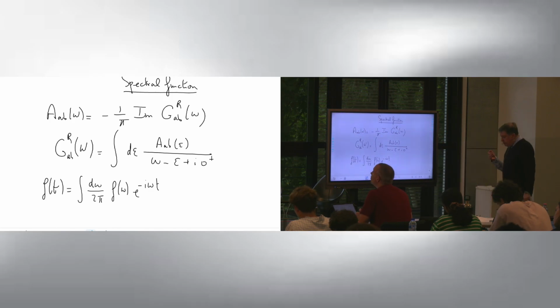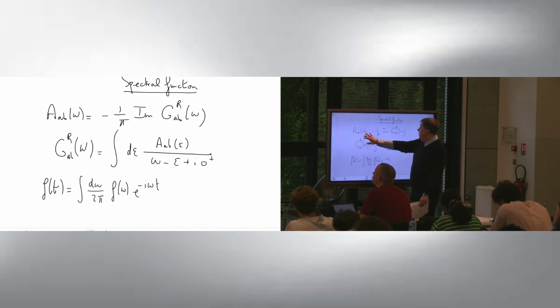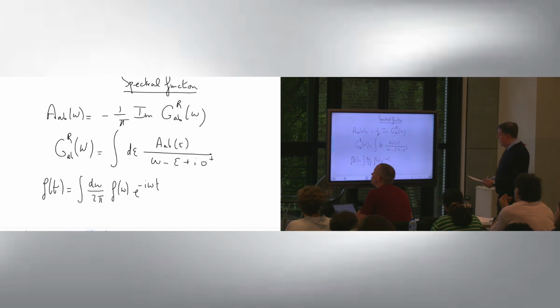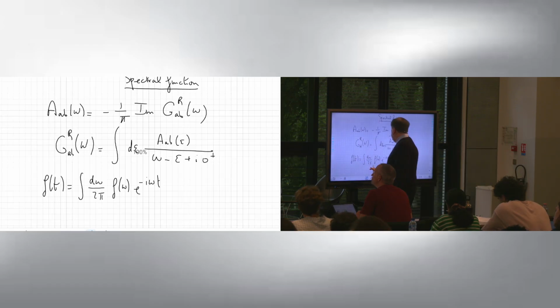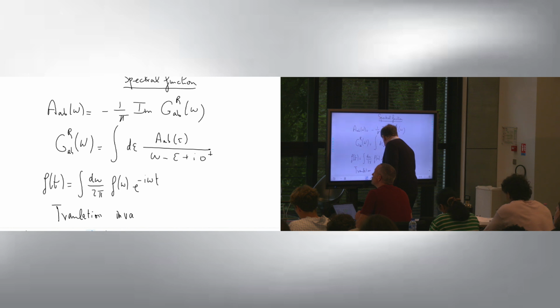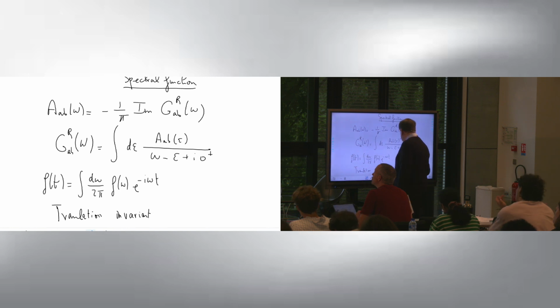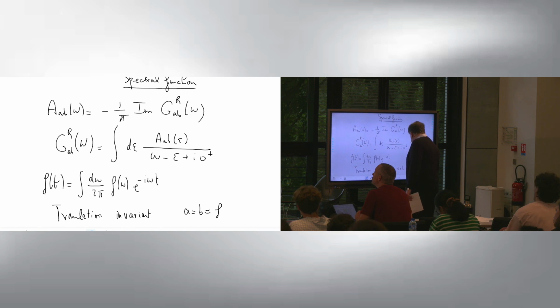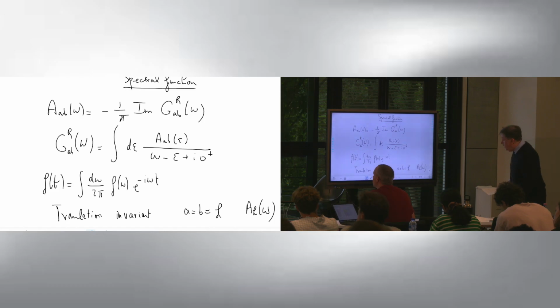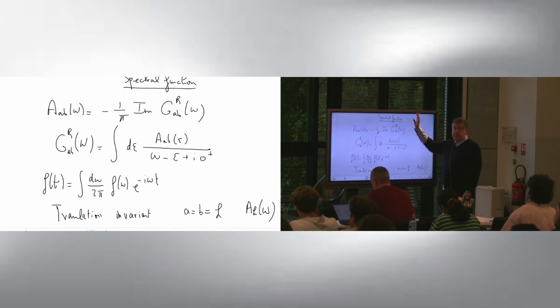So that's a very important object which we are going to look at in various forms: the spectral function, the imaginary part of the retarded function. In a translation invariant system, for example, we have A equal B equal K. We have a function A of K of omega. Okay? Questions on these notations?